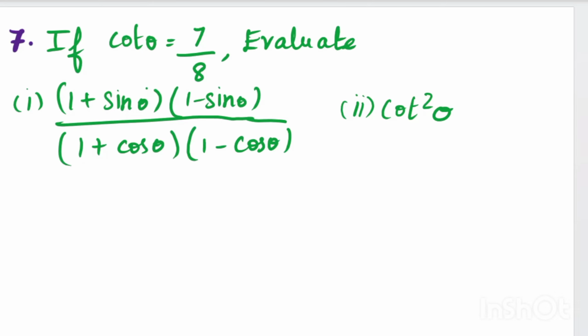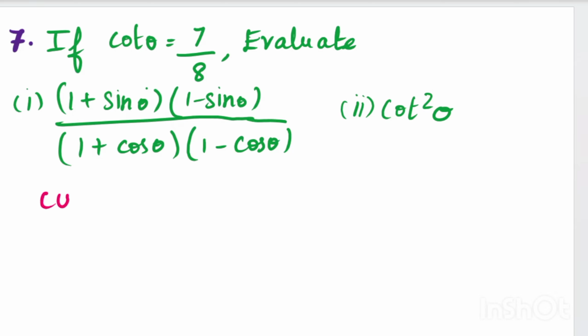Now let's see CBSE 10th Maths Trigonometry, the 8th chapter, first exercise, that is 8.1, 7th sum. What is given? If cot theta is equal to 7 by 8, evaluate (1 plus sin theta)(1 minus sin theta) divided by (1 plus cos theta)(1 minus cos theta). And the second subdivision is evaluate cot square theta.